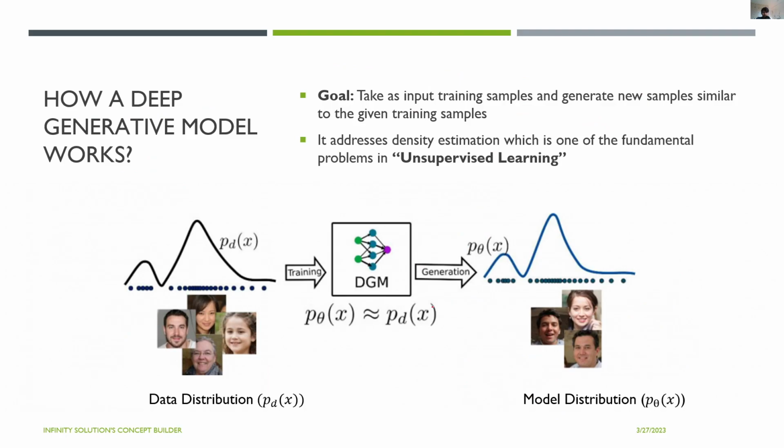So let's continue with how a deep generative model works now. Having motivated ourselves, as I said, let's say this is our data of faces, right? And let's say this is a distribution of them.